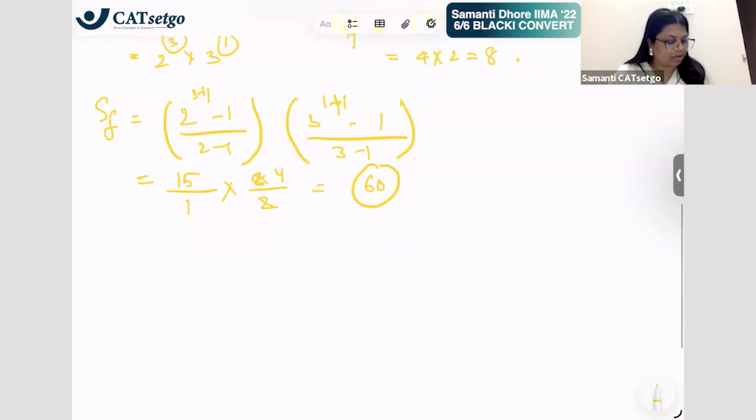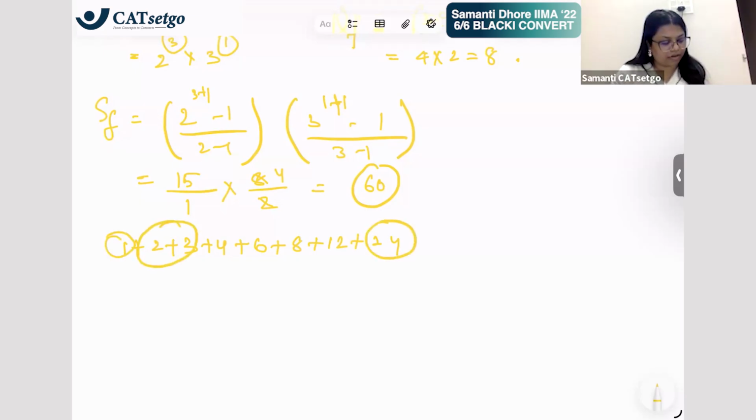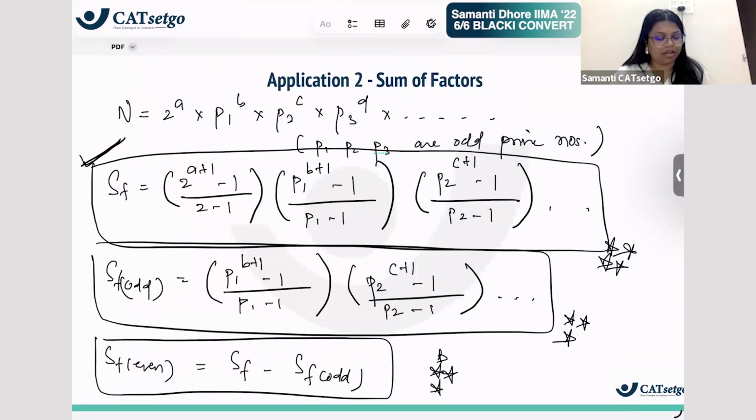देखो तो सारे फैक्टर्स का सम 1 plus 2 plus 3 plus 4 plus 6 plus 8 plus 12 plus 24. यही थे ना तुम्हारे फैक्टर्स ऑफ 24. Do they all add up to 60? See, 25, 30, 40, 50, 60. It does, right? So this is how you end up implementing the formula of sum of all factors. Yes, I hope you wrote it down. Second application is finding sum of all factors. Can I move ahead?